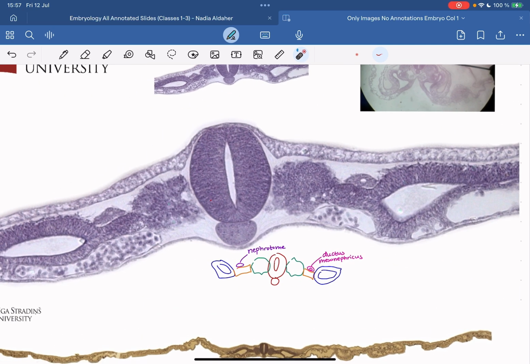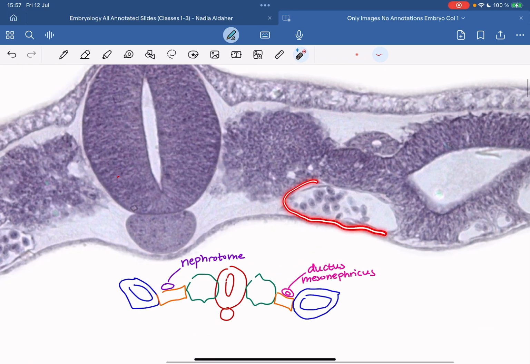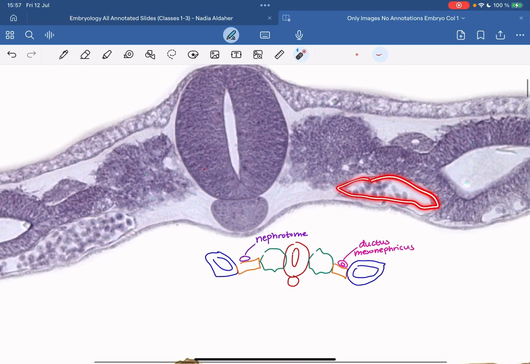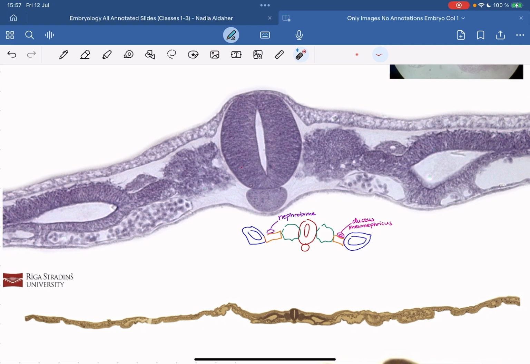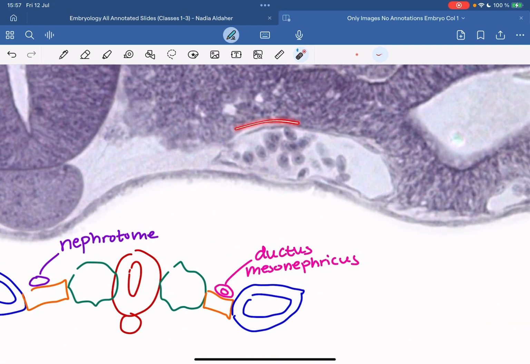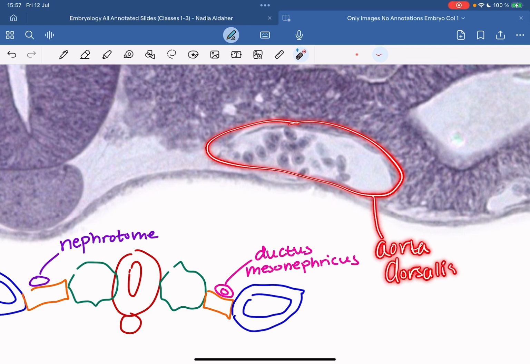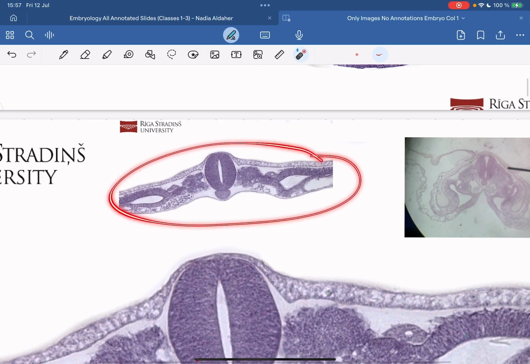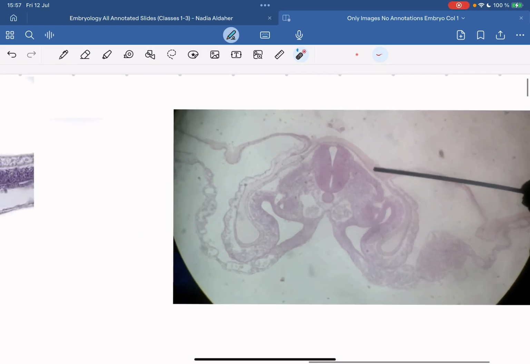Okay, now for the two more interesting structures. We have this that sort of looks like a blood vessel, if anything. I think that would be an easy distinguisher. It is kind of like a blood vessel, right? And this blood vessel is called the aorta dorsalis, or the dorsal aorta. And it exists in almost every germ layer slide, including the more developed embryonic folding slides. You can see them here.